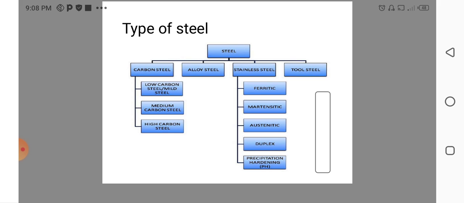Stainless steel is categorized into ferrite, martensite, austenite, duplex, and precipitation hardening, PH.